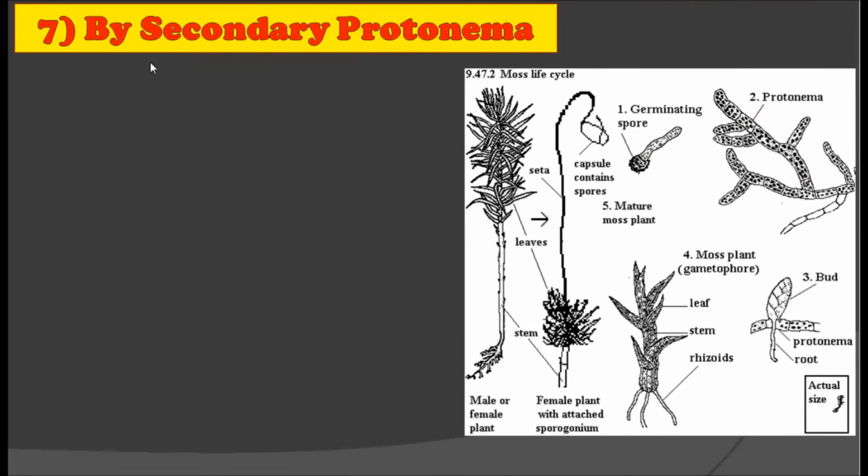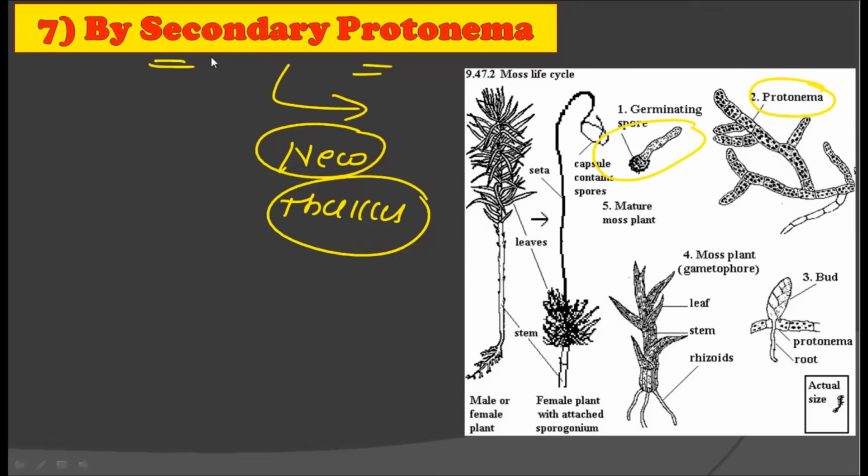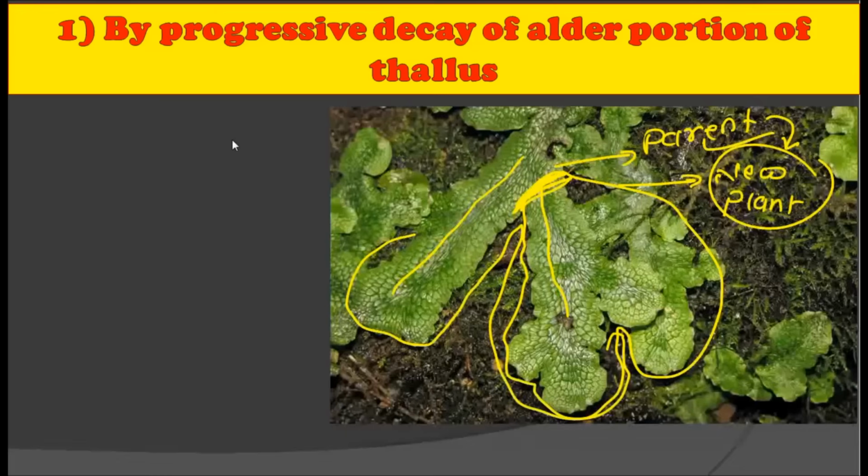All right. The next method of vegetative reproduction is by the secondary protonema. Again, a very similar thing happens. That is, the spore germinates and converts into a branching form. And when there are secondary branches on this, these secondary branches are called the secondary protonema. And when the secondary protonema gets separated from the parent, it grows into a whole new thallus. All right. So this is how the primary protonema and the secondary protonema are both used for vegetative reproduction in the plants. So in summary, we have seen the 7 types of vegetative reproduction.